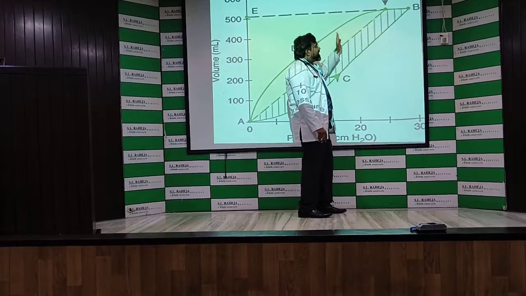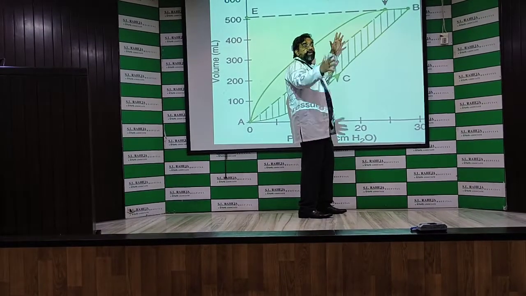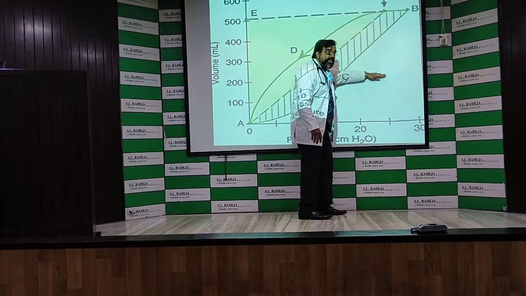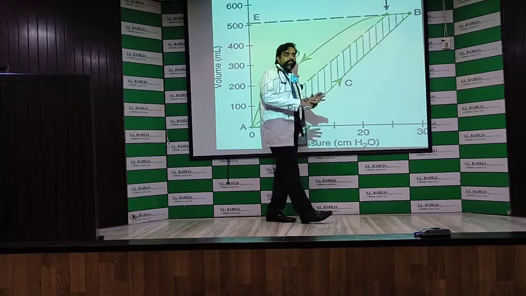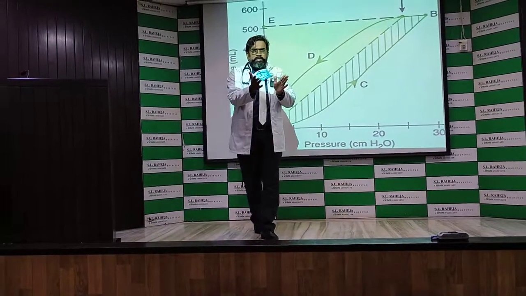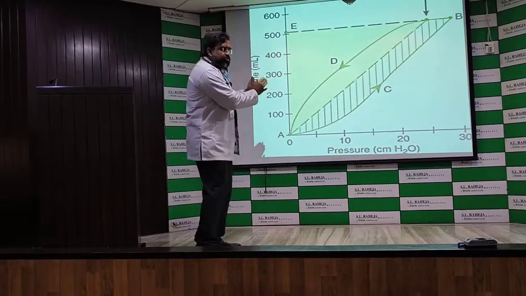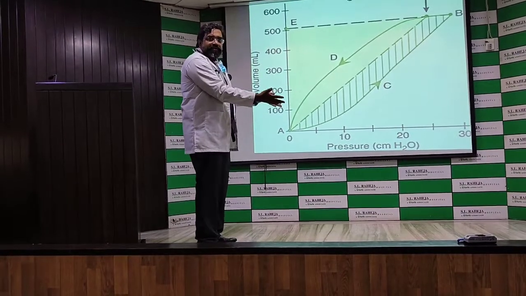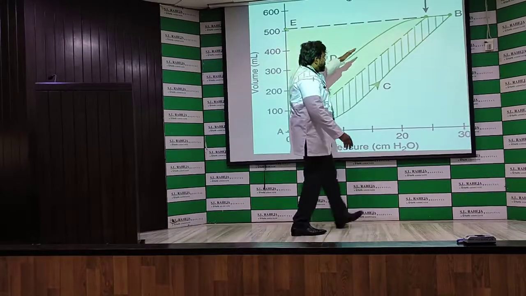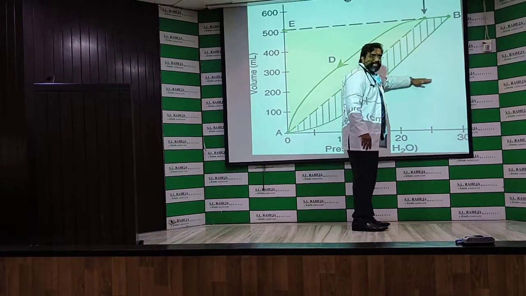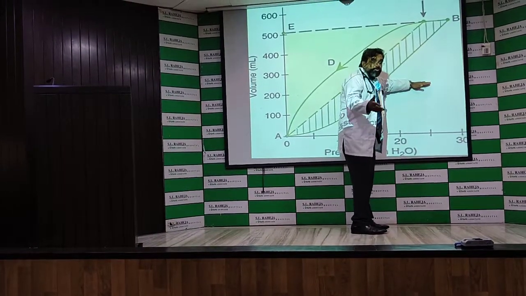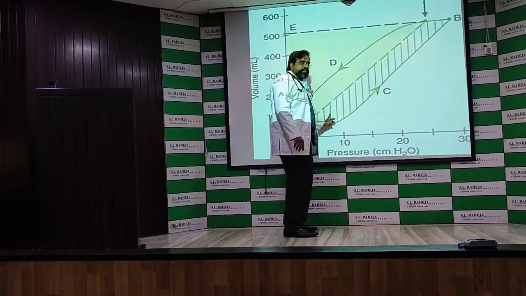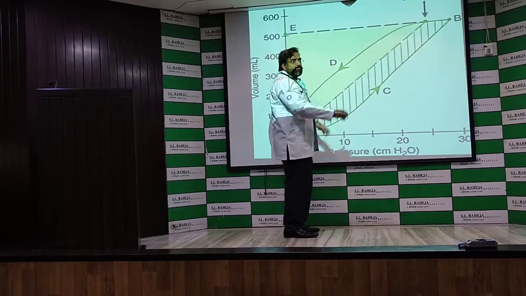What does it mean? My elastic resistance is very high. Work of breathing is very high. Compliance is low. That's why when we say movement of curves, flow volume loops, when it goes downwards, you must now understand what that means. It means that if this goes down, my compliance has reduced. Compliance reduced means what is increasing? My elastic resistance is increasing, which is actually increasing my total work of breathing.